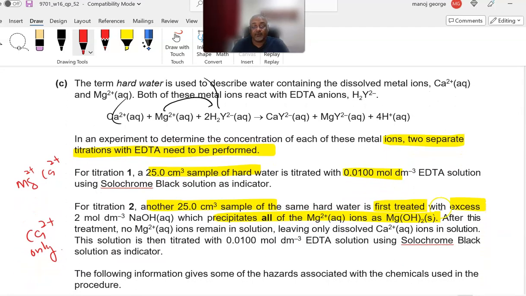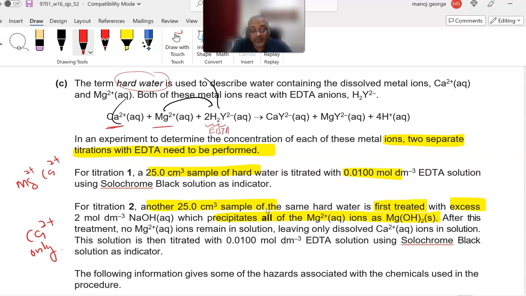Now, let's have a look at the C part here. There's an equation given, and this equation deals with the calcium ion and magnesium ion being present in hard water. Hard water basically doesn't form lather with soap. Not very good for us really. It doesn't help us in anything. We don't use hard water. We need to convert hard water into soft water. And basically water becomes hard if it contains calcium ions and magnesium ions. And this is what's reacting with the EDTA, remember?